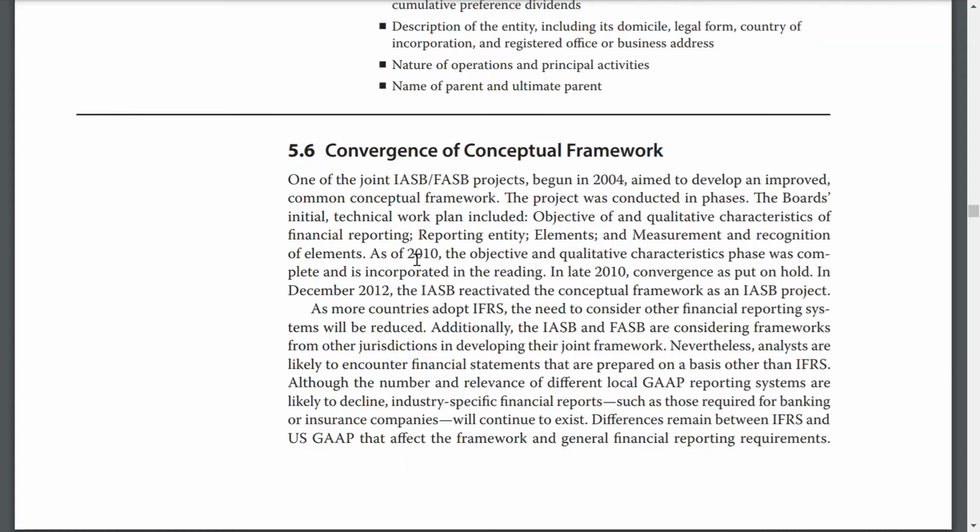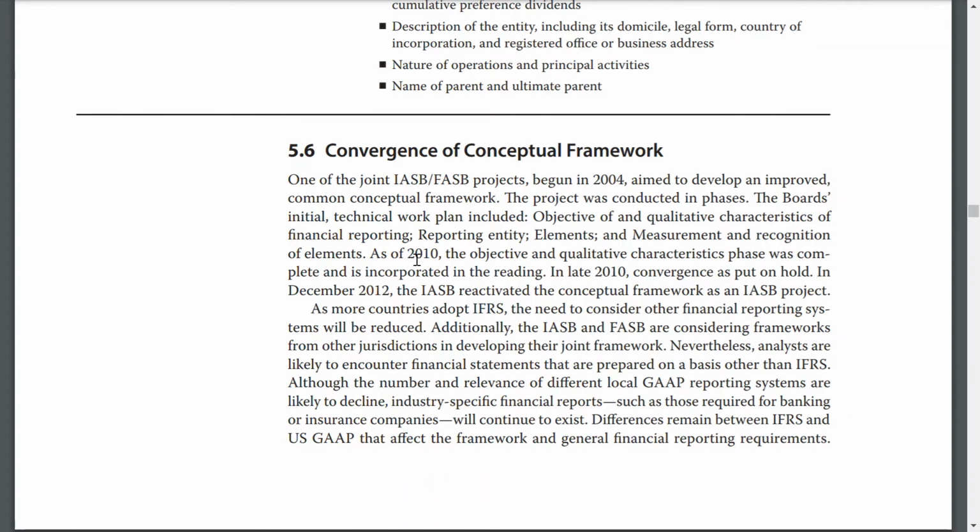In late 2010, convergence was put on hold. In December 2012, the IASB reactivated the conceptual framework as an IASB project. As more countries adopt the IFRS, the need to consider other financial reporting systems will be reduced. Additionally, the IASB and FASB are considering frameworks from other jurisdictions and developing their joint framework. Nevertheless, analysts are likely to encounter financial statements that are prepared on a basis other than the IFRS.